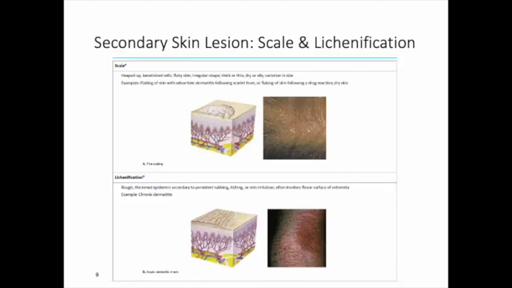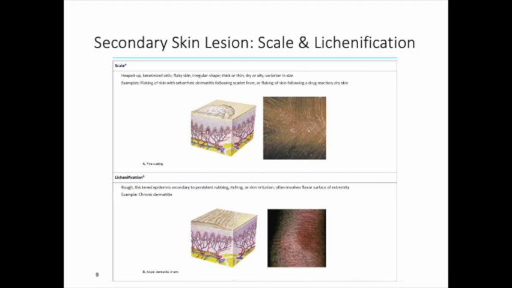Now we're moving on to secondary skin lesions. Scale versus lichenification. A scale is heaped up keratinized cells, usually flaky and irregularly shaped. It could be thick or thin. Scales can be dry or oily, and they can vary in size. So think about someone with seborrheic dermatitis, and this will happen following scarlet fever. You get a lot of skin sloughing off. Also, in drug reactions, you will get scales as well, and just generally having dry skin. You can chart that type of dryness as being scales.